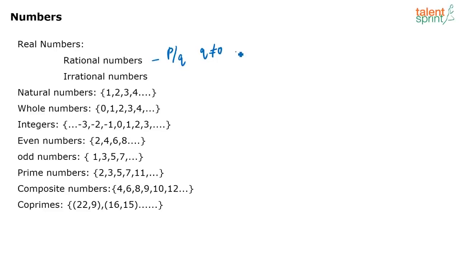Let's say the number 1. You can say it is 1 by 1, so it's a rational number. The number 3 you can say as 3 by 1. Or let's say the number 2.5. What is 2.5? It is nothing but 5 by 2. So all these numbers can be represented in terms of P by Q, where Q is not equal to 0.